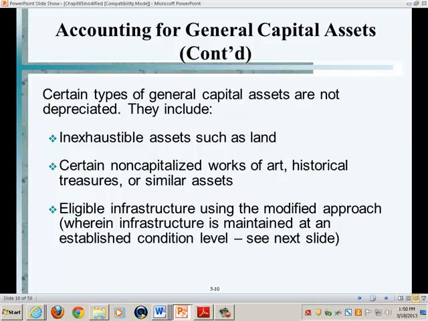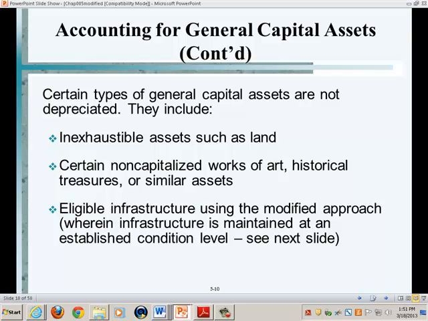All right. And then the other thing, which we'll talk about shortly, is this thing called modified approach. I want you to pay attention to this, because this is a very unique aspect in governments. Let me give you an example. In a town, we have miles and miles of local roadways, sidewalks, and all of that. It's all infrastructure. Do we depreciate that infrastructure? And does it make sense?